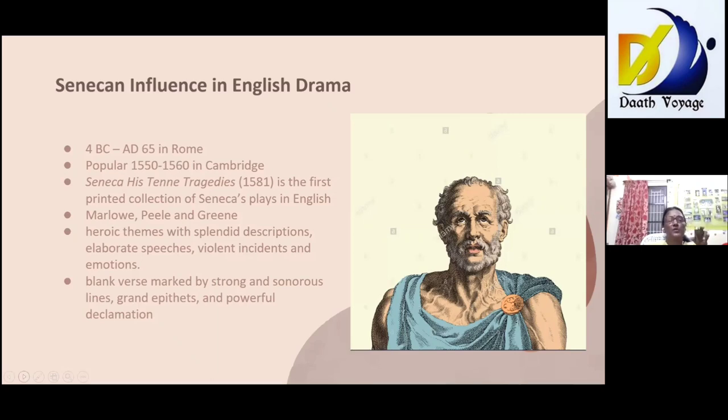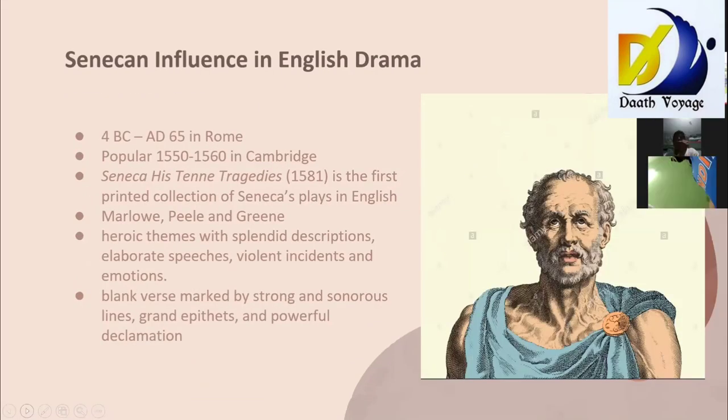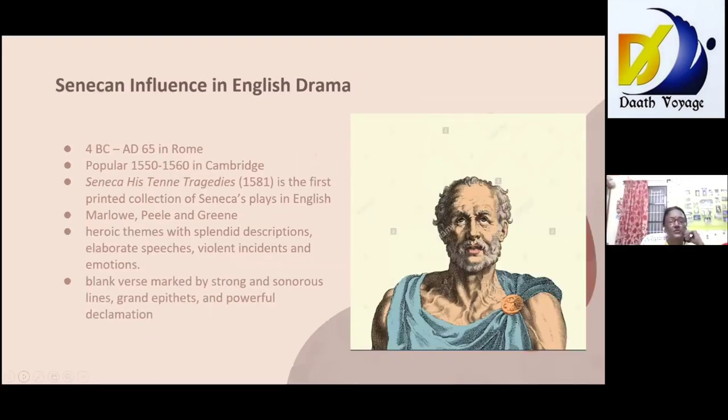And all these people, Marlowe, Peele, and Greene, these three university wits had the chance of studying Seneca and his tragedies. And Seneca introduced heroic themes with splendid descriptions, elaborate speeches, violent incidents, and emotions. So these are all the features of Senecan tragedy. And he had used blank verse. The blank verse is marked by strong and sonorous lines, grand epithets, powerful declamation. So blank verse actually helped him to match his theme. What is the theme he wanted to present? Blank verse has given him scope. That's why he had used it. And blank verse also came into English drama through Seneca.